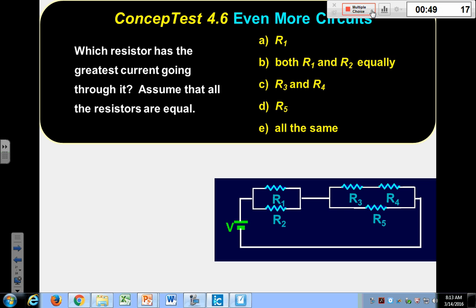Think about how your current splits up. Say we have 10 amps or whatever. We come here, it splits. It's going to split evenly, right? And then over here it splits again. It's not going to split evenly over here because I have different resistances in the two branches.